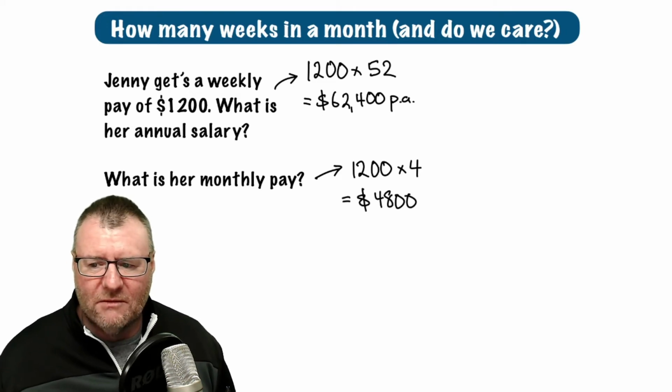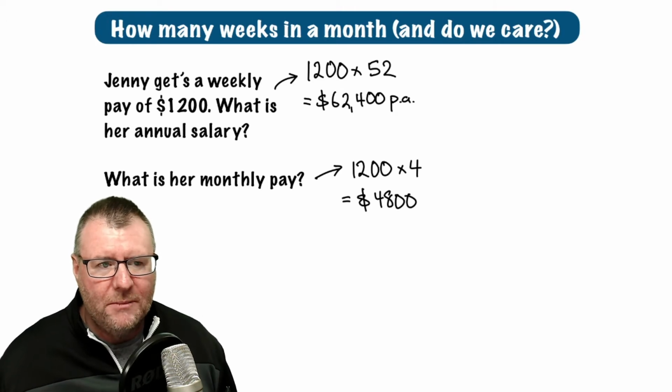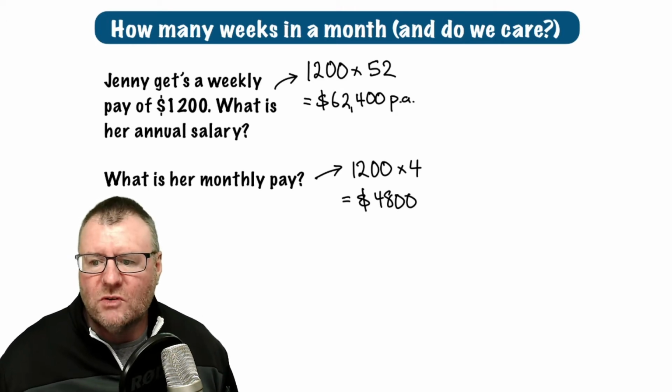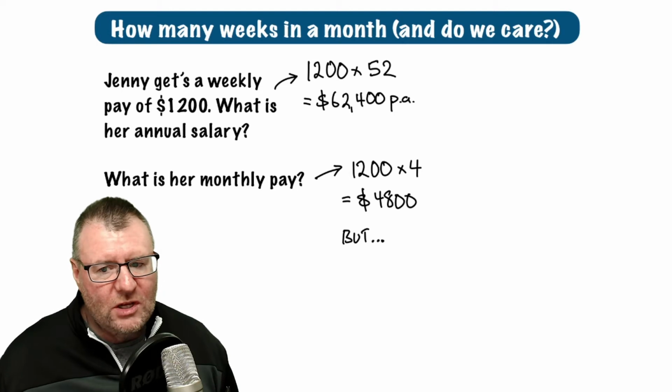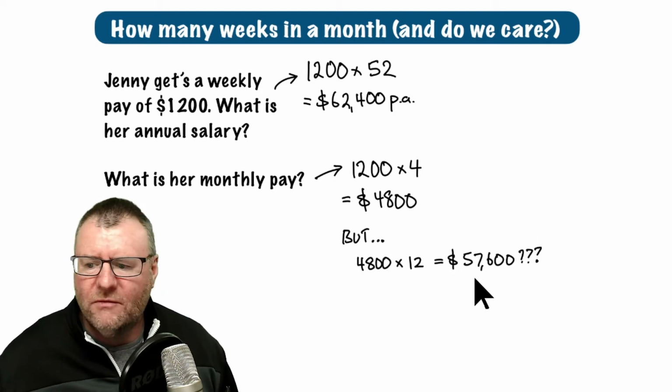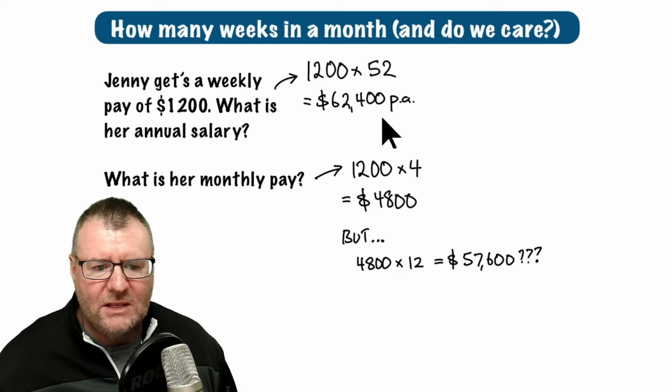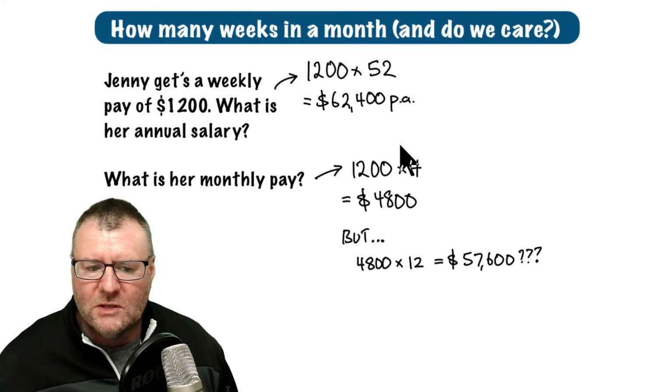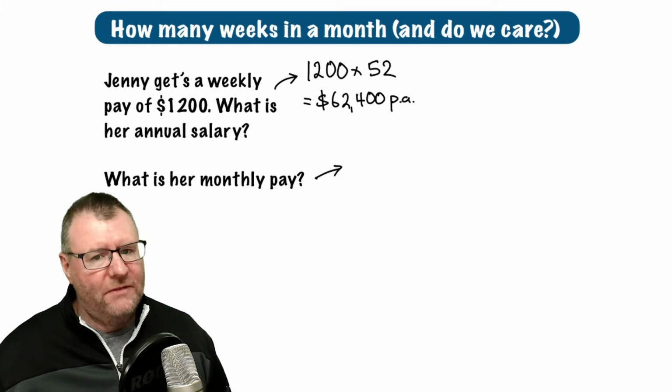That would give me an amount of $4,800 a month. And if she gets that every month for 12 months, I could check that by multiplying it by 12, which gives a yearly amount here of $57,600. But that's not the same as what we got in the first bit. So clearly this bit is wrong, and it is wrong. So let's try and fix it.